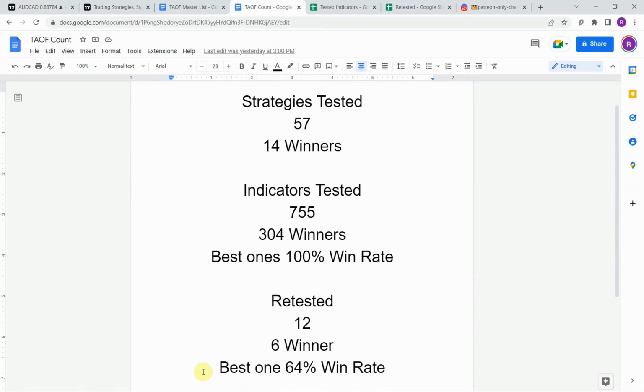Now you need to go back and watch those videos to understand the context of how they were able to achieve that. So go back and watch those videos and see what you can get out of those winning indicators. We've also retested in the advanced testing 12 of the winning indicators. 6 of them have been able to maintain the winning status. The best one, a 64% win rate. Now keep in mind that we test most of these strategies and indicators on the Forex market, but they can be applied to just about any market universally.